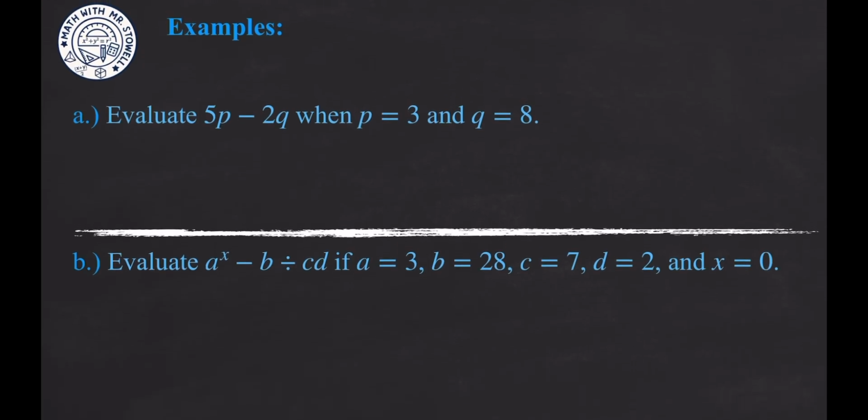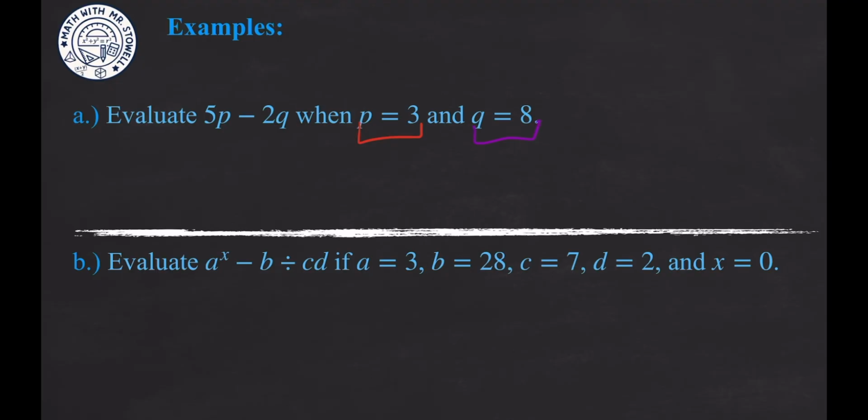Here's another example, or another type of problem that they can give you. We want to evaluate, meaning we want to find the value of 5 times p minus 2 times q when p is equal to 3 and q is equal to 8. This is going to be more order of operations, but now we have an extra little step. Notice they say that p is 3 and q is 8.